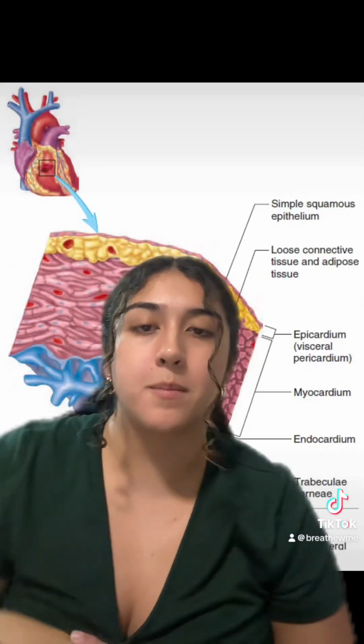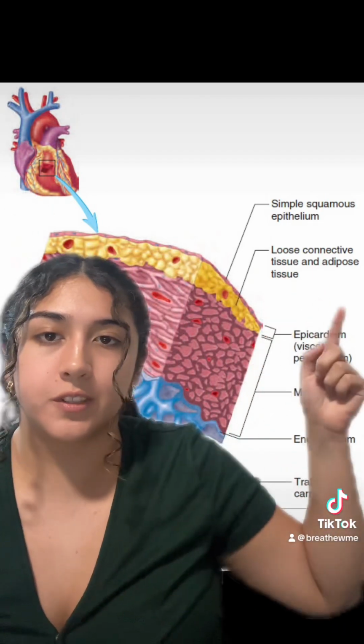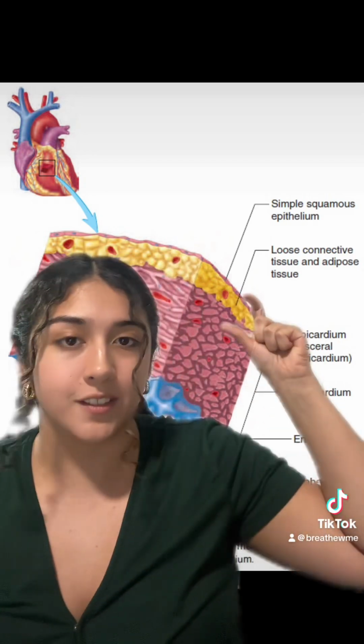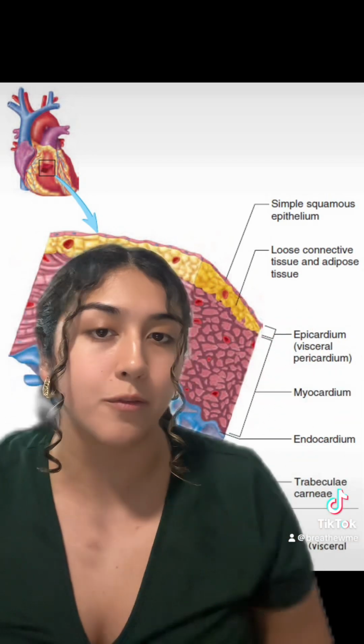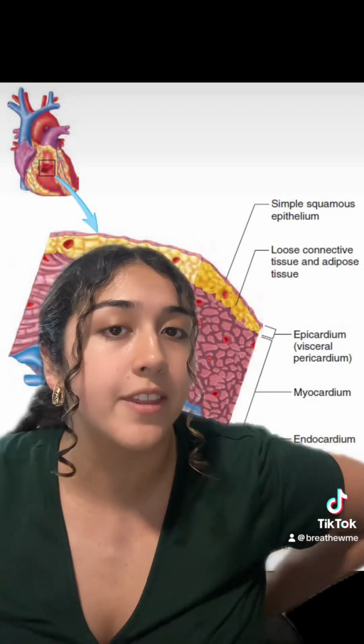So for one of my examples, I have, of course, the heart. Here you can see that there is loose connective tissue as well as adipose tissue. That's why some people will say fat kills, if this is compressing upon the heart. Of course, it'll compress upon blood vessels and eventually could lead to death, right?